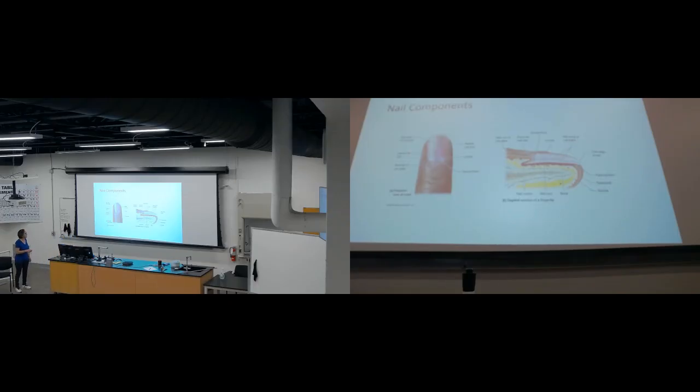So this is a superior or top view of the nail. This is a sagittal section, showing you even the bones that we have. So this is the lunula. This is the nail plate. This is the cuticle, which is known as eponychium. In this side view, you can see the hyponychium that connects the free edge of the nail to the skin.